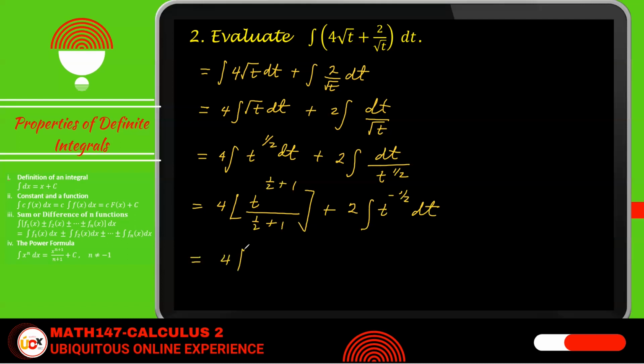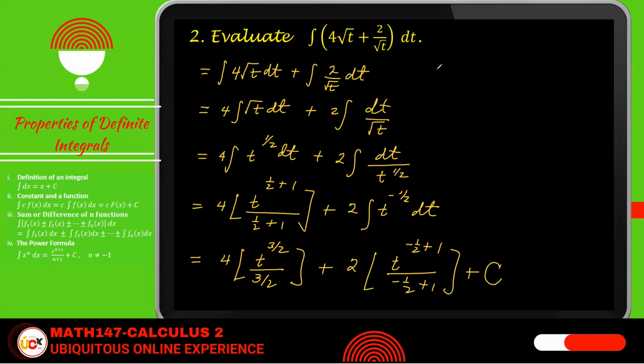Then simplifying further, you have 4 times 1/2 plus 1 is 3/2, so you have t raised to 3 over 2 all over 3 over 2, plus 2 times. So this is now of the form x to the n dx, so we can integrate this by increasing the exponent by 1. So t raised to negative 1/2 plus 1 over negative 1/2 plus 1, plus the constant c. Simplifying further, 4 divided by 3/2 can be written as 4 times 2/3: you change division to multiplication and get the reciprocal of the denominator. Times t raised to 3 over 2, plus 2 times t raised to negative 1/2 plus 1 is 1/2. So we have t raised to 1/2 over 1/2 or 1 over 2, plus the constant c.